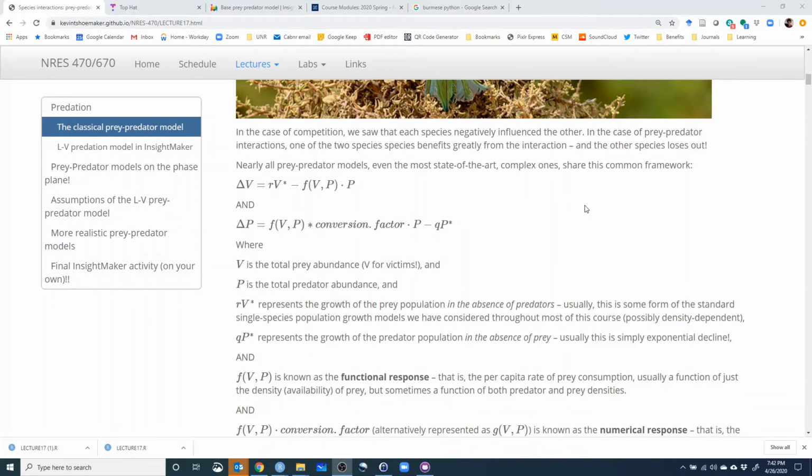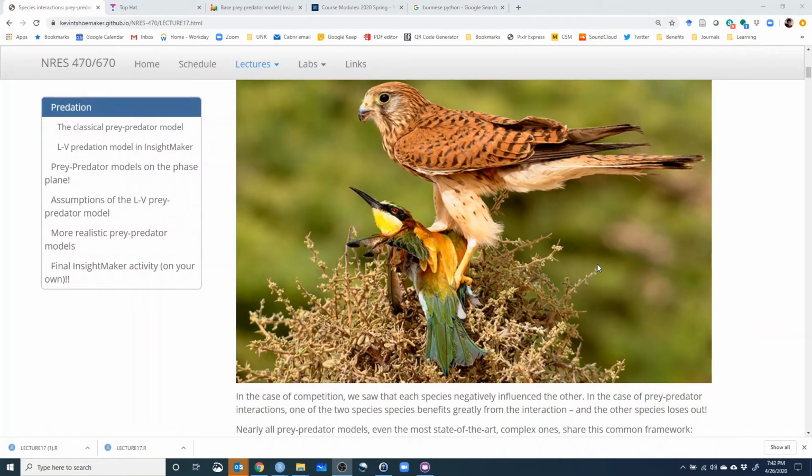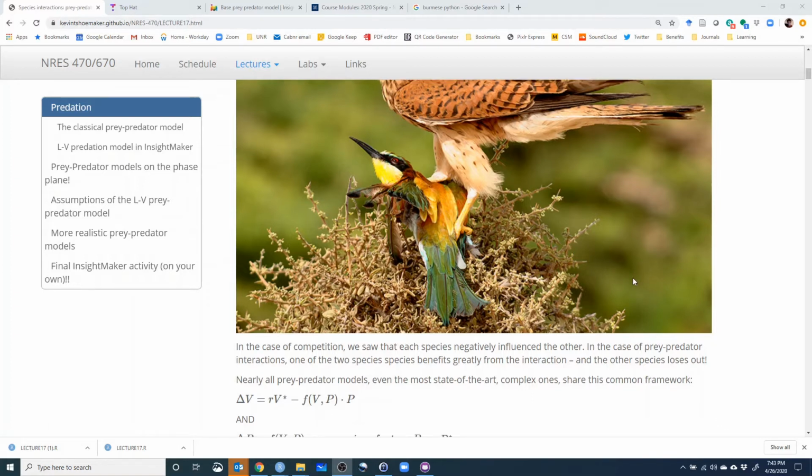In prey-predator interactions, unlike competition, one of the species benefits from this interaction. Clearly, the predator benefits from getting that prey. They are able to consume the resources. The more prey there are, the more resources there are for the predator. So it is a positive interaction for the predator. Now, for the prey, it is not as positive because they are killed and eaten. So it's a negative interaction at the prey end, and a positive interaction at the predator end.